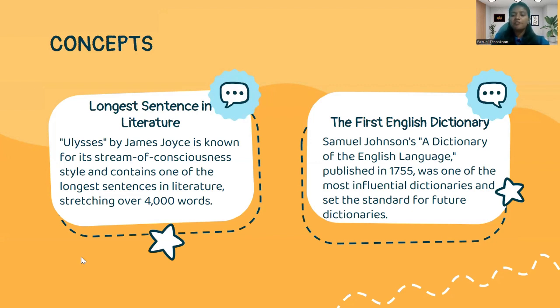And then we have the first English dictionary, Samuel Johnson's A Dictionary of the English Language, published in 1755, which was one of the most influential dictionaries and set the standard for future dictionaries. So those are some of the interesting facts when it comes to English literature.